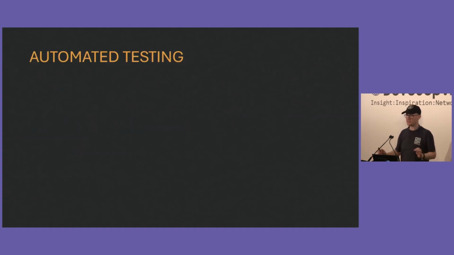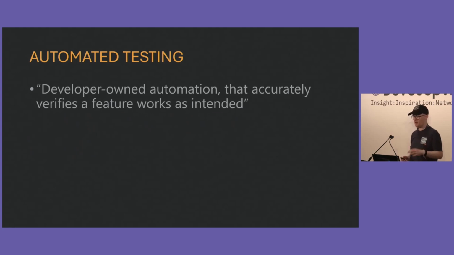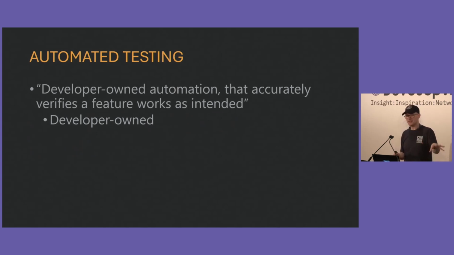So to me, my definition of automated testing is that it's developer-owned automation that accurately verifies a feature works as intended. Let's break that down a little bit. So developer-owned, that means the person who implemented this feature or fixed this bug is the one responsible for implementing the test. That's going to give you much deeper, more incisive tests because this person understands the feature and how to exercise it, as well as giving you a single point of contact when this feature has to be extended or fixed later on so they can update the tests in line with that.